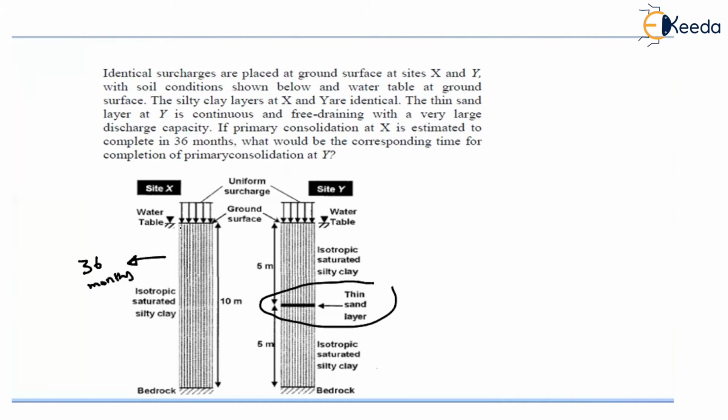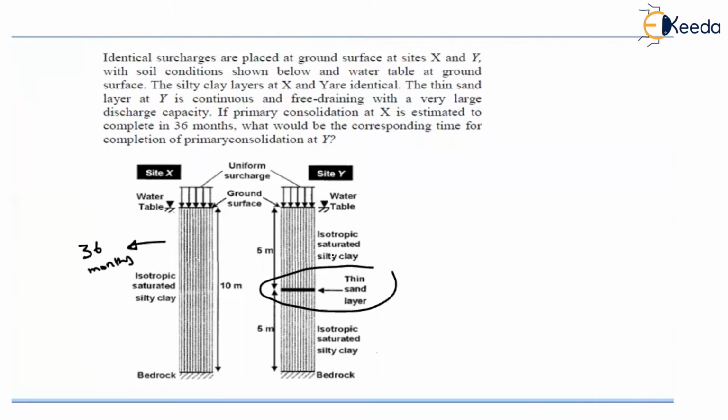So what we have to find is the corresponding time for the completion of primary consolidation at Y. If you want to complete this, how much time will be required? Understand? So what will be the answer here? How can we find it out? What is the relation we have to use? We have to compare the time factor.